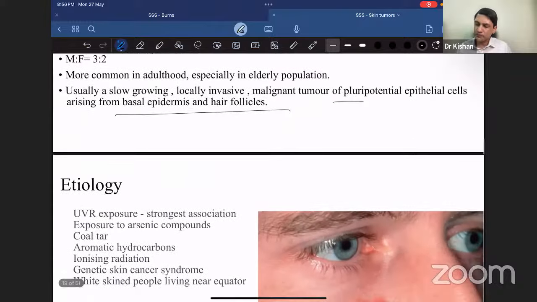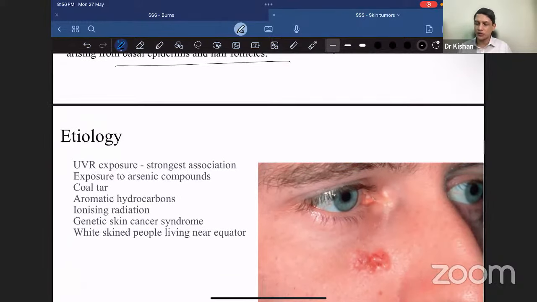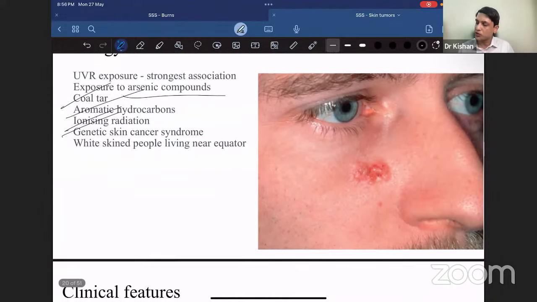BCC etiology is the same as SCC: UV radiation exposure, arsenic exposure, coal tar, aromatic hydrocarbons, ionizing radiation, genetic skin cancer syndromes. Just like the SCC, the same etiological factors here also. See why it's called teardrop.